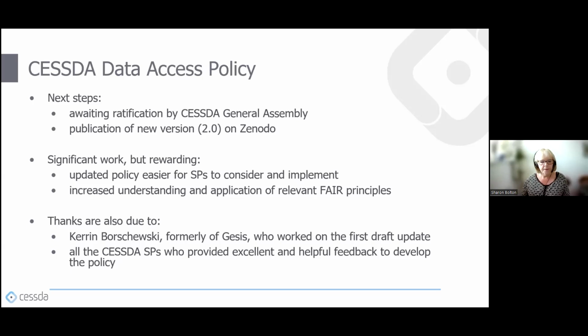And at this point, I must also thank Sharon Borszewski, formerly of IASSIST. She's now moved on, and she worked on the first draft update with me, which was a very significant update indeed. And she brought a great deal of metadata understanding to the draft, and really we couldn't have done it without her. And secondly, of course, but not least, we must thank all the CESSDA service providers who provided such good feedback in order to develop the policy. And we thank them, and we're very pleased with the end result and hope that they are too.